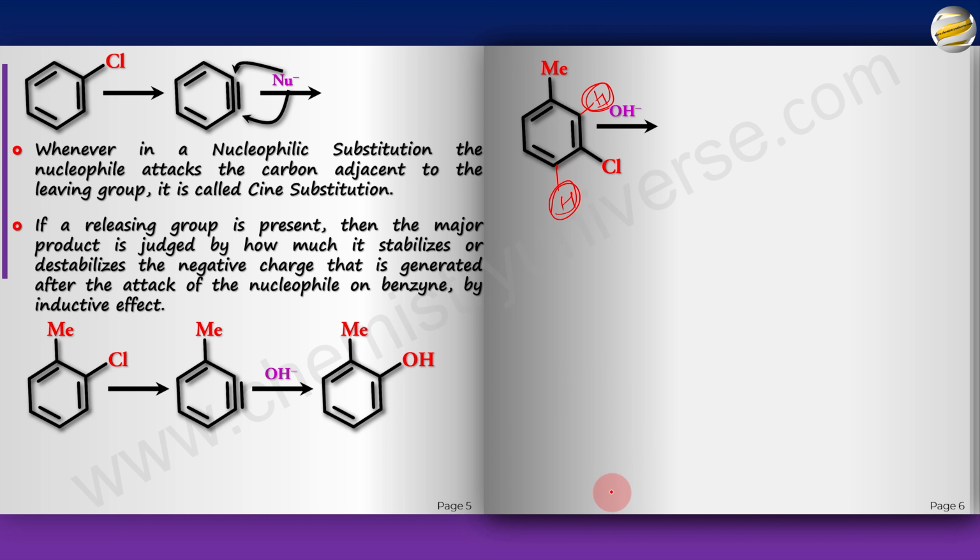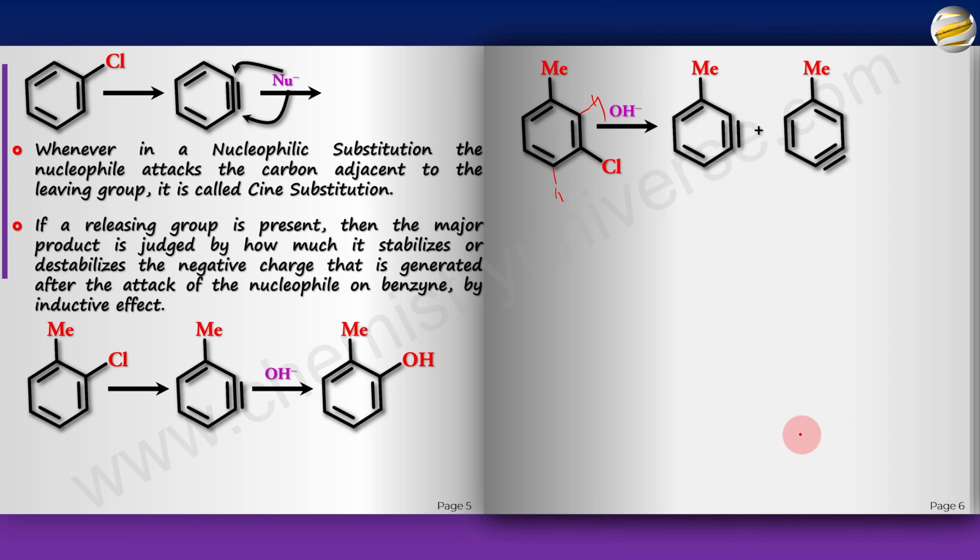Of course, you will get two benzynes. One benzyne between these two and another benzyne with this one. Now, of course, I've shifted the position of double bonds, doesn't matter. Now, obviously, which is formed more? This is major.